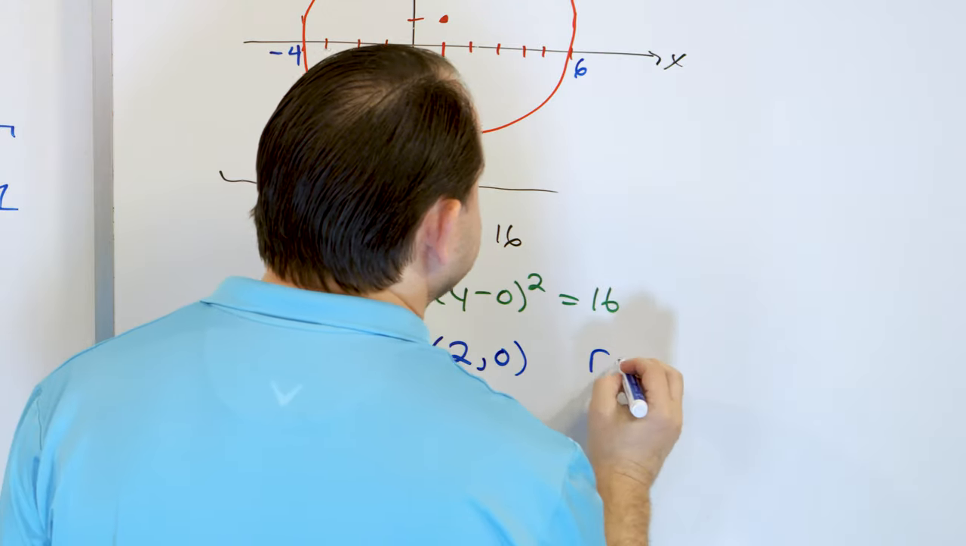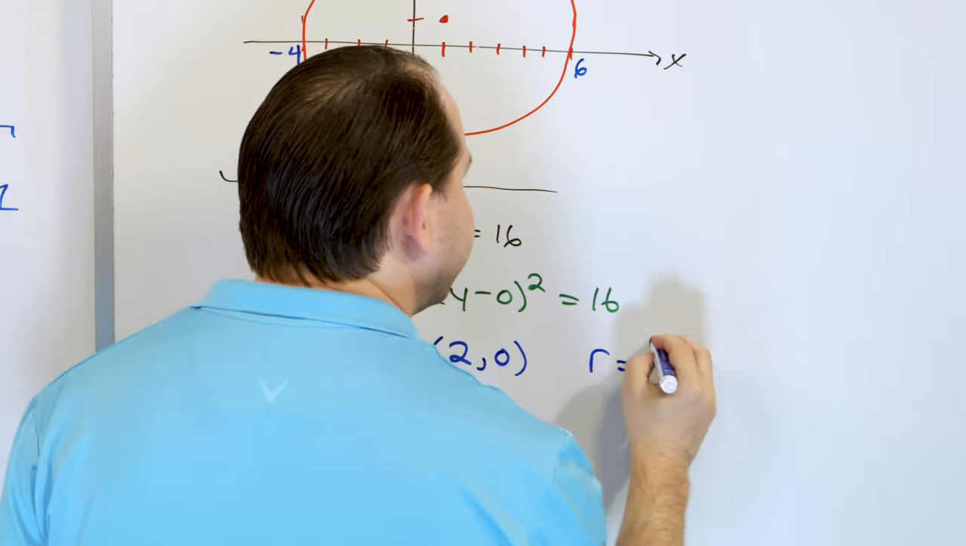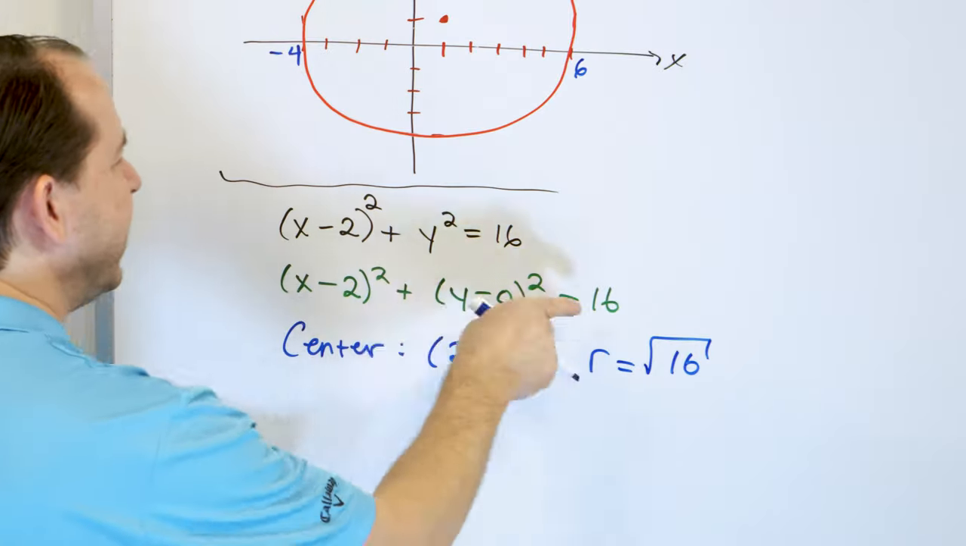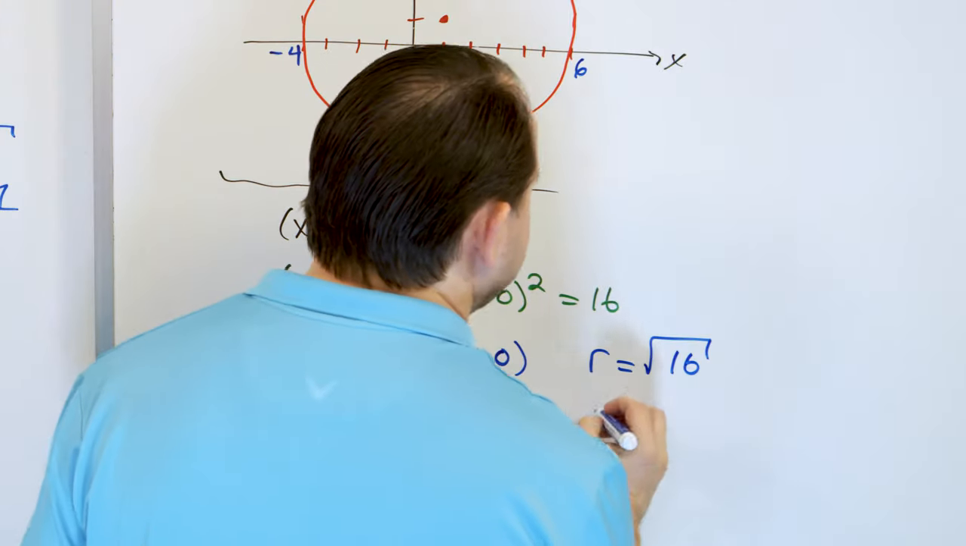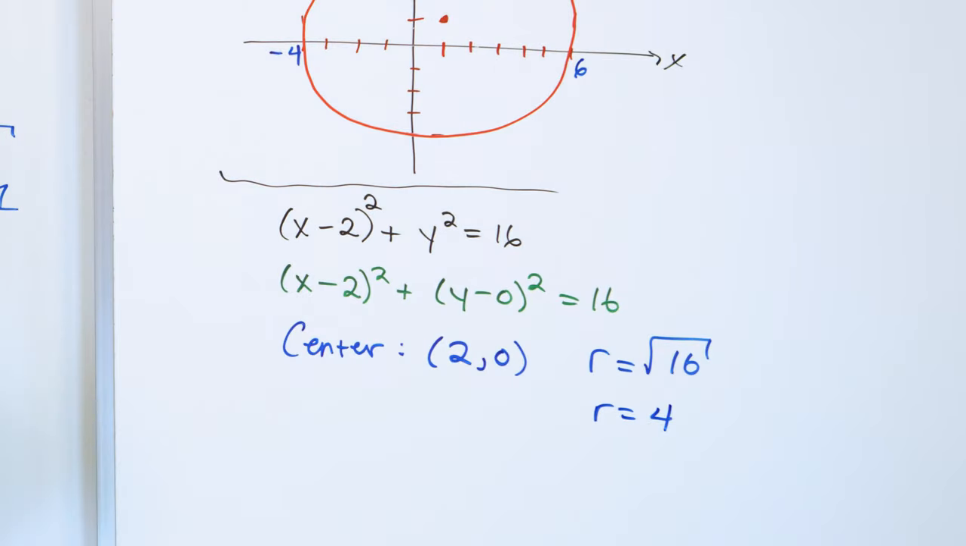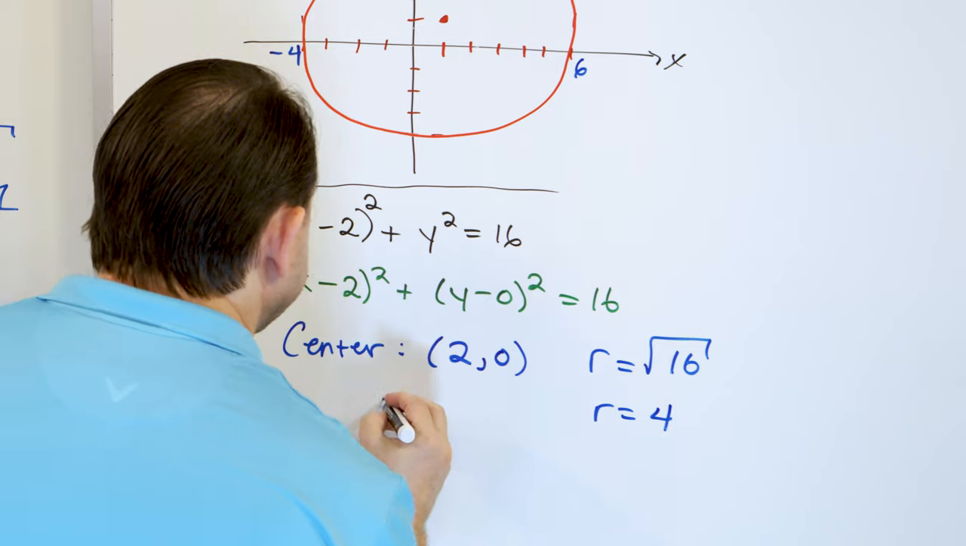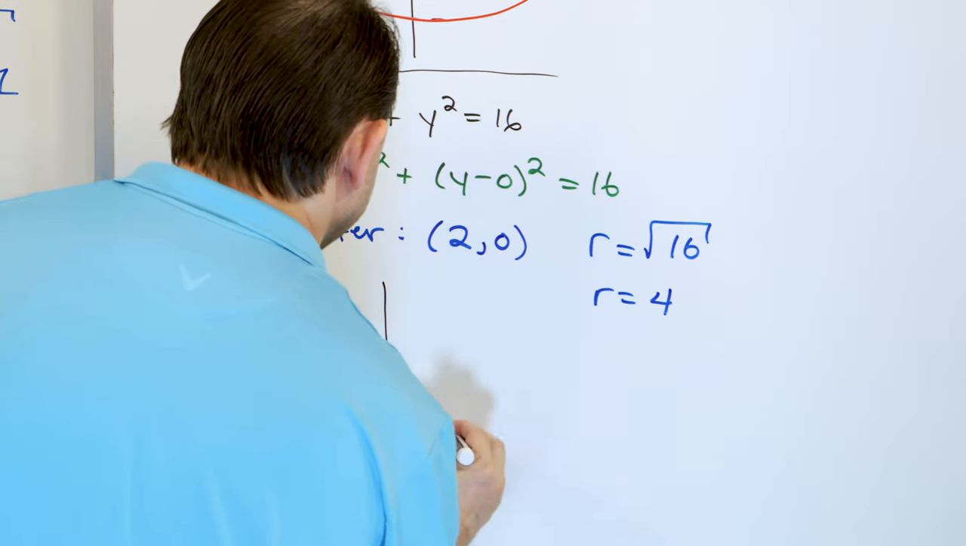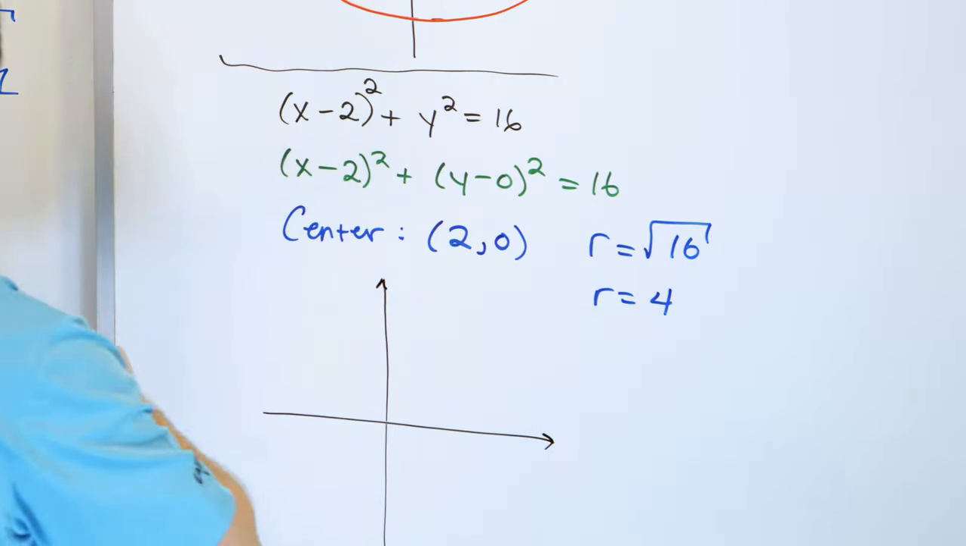The radius is whatever's on the right-hand side, you take the square root of it, because what's on the right-hand side of this equation is the radius squared. So that means the radius is the square root of 16, which is 4. Again, we're not going to do sketching of a million of these things, but we will do a little bit here.